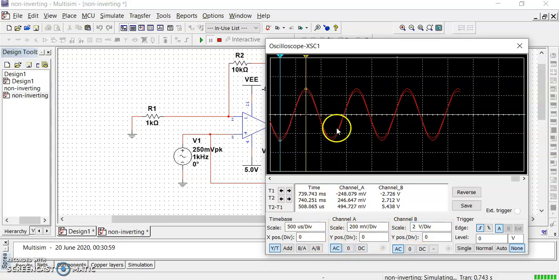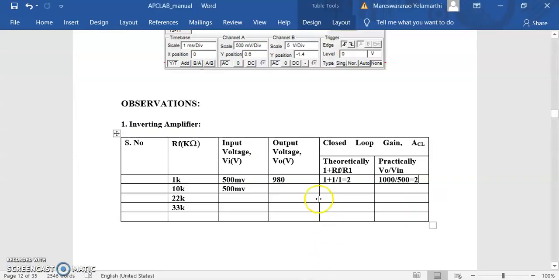The input is the same value and is not changing, because the scale is different here. Tabulate the readings: the input is 500 millivolts only and the output is 5.4 volts. Now, what is the theoretical gain value? 1 plus RF by R1. The RF value is 10 kilo ohm and R1 is 1 kilo ohm, so 10 plus 1, and the gain value is 11.